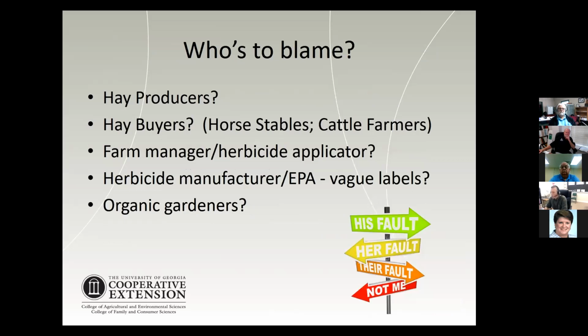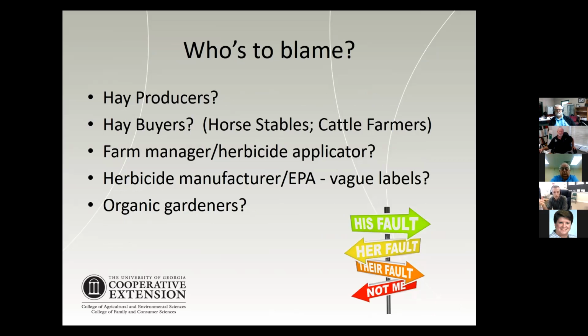So the question is, who's to blame here? Unfortunately, a lot of people want to point fingers in all directions. The hay producer, obviously, he's doing a good job, producing high quality hay with no weeds in it because that's what his customers are demanding, right? These horse owners are wanting to buy high quality hay without any weeds in it. The only way you're going to do that is by using these herbicides, okay?